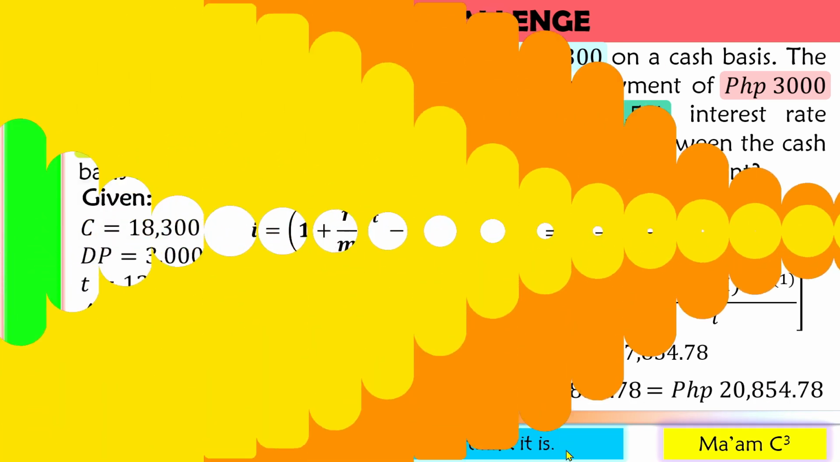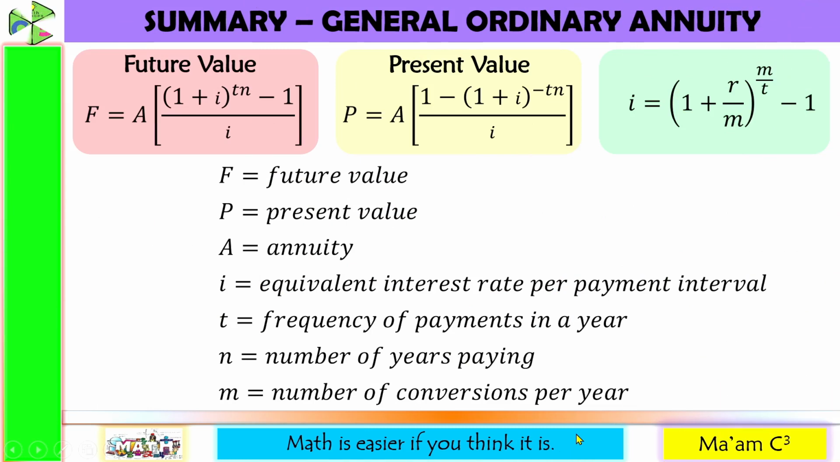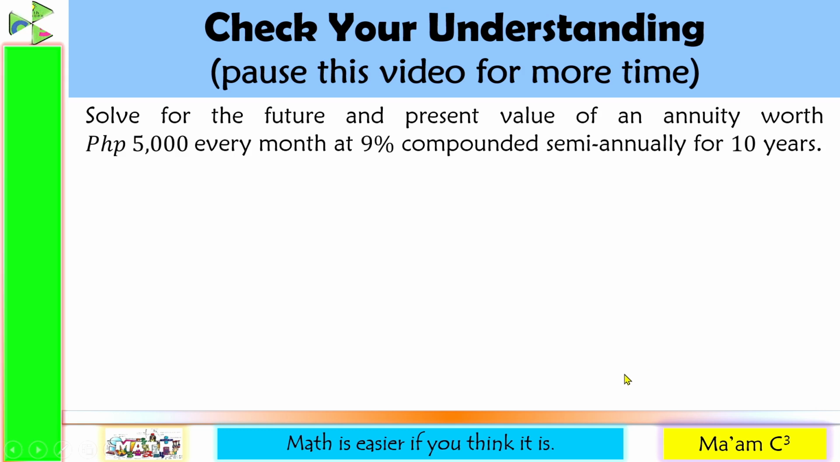For the summary, here are the things that we discussed in this lesson. Take time to understand this: the formulas for future value, present value, and the equivalent interest rate per payment interval. Now, it is time to check your understanding. Pause this video for more time.